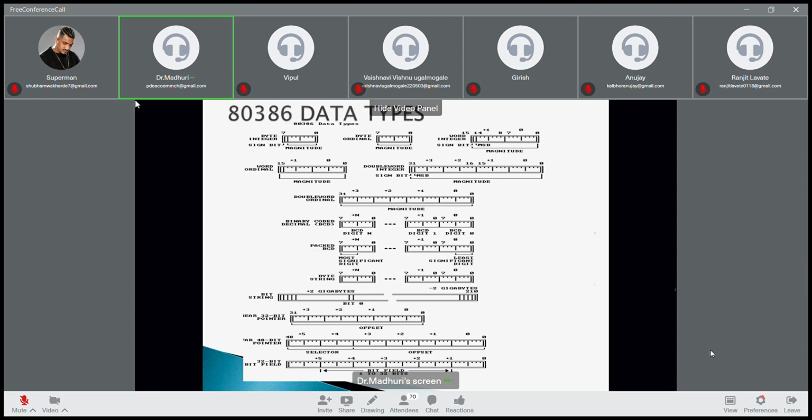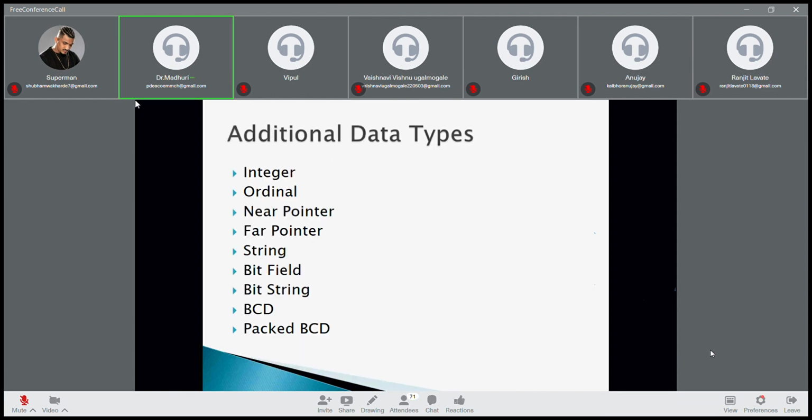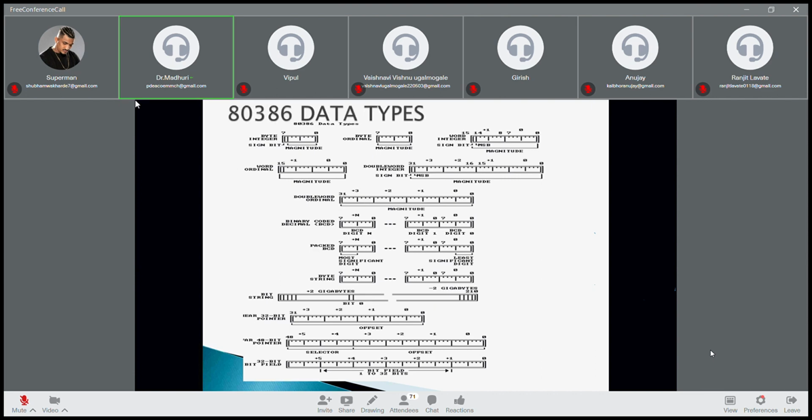So this is the packed BCD. It has the representation of two decimal digits, each ranging from 0 to 9. So this is another data type. Now one is the ordinal. Ordinal numbers are first, second, third, which are used for adjectives and nouns. That kind of data type is also available in the microprocessor.